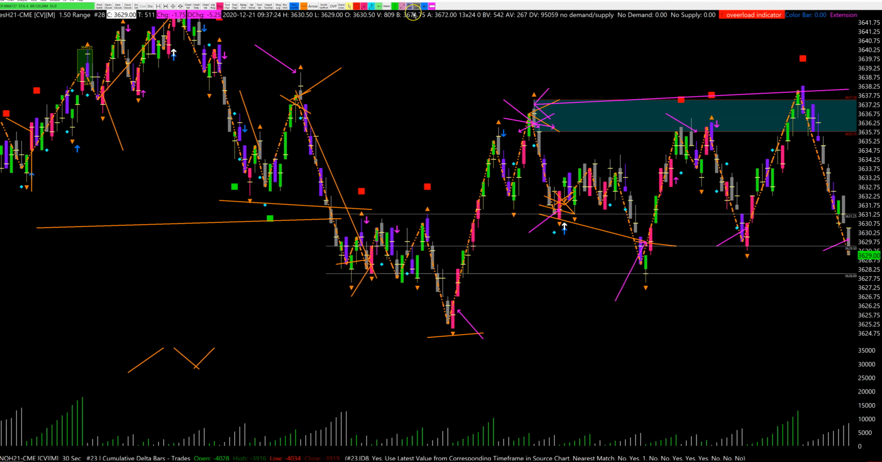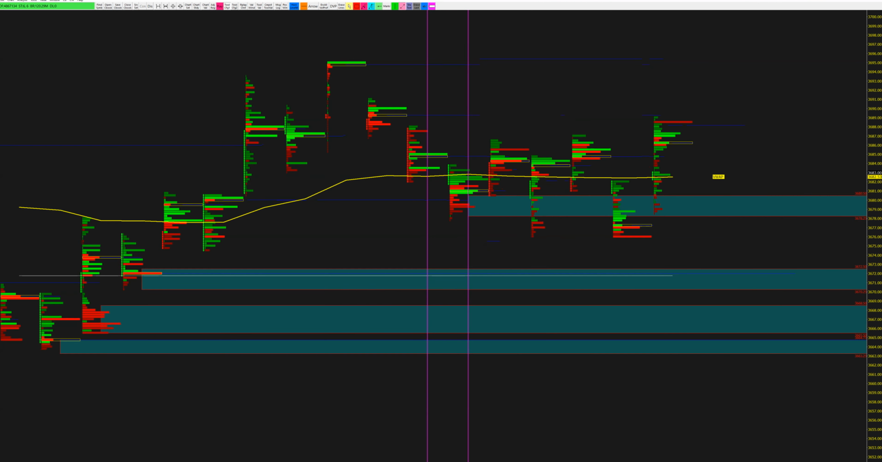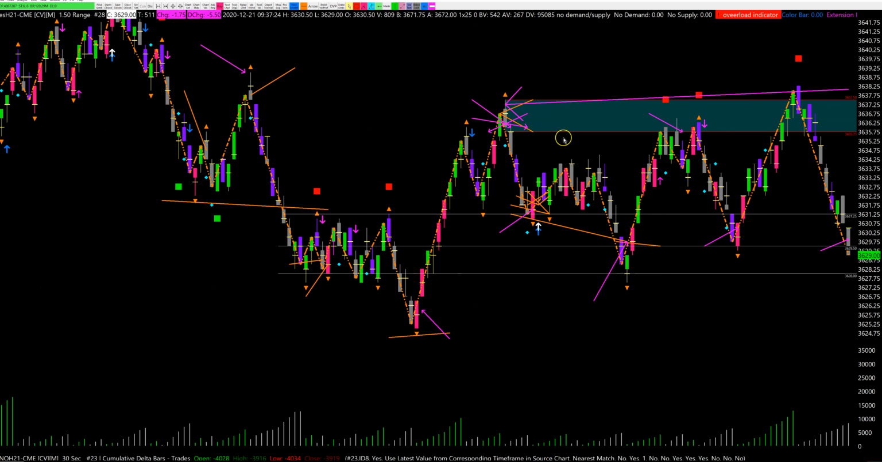So if you look over here to the left, let me go back to the other chart for a second. Let us do this and see what, there we go. Now it should be a clean chart. Nope. I do not know where those lines are coming from, but that's fine.